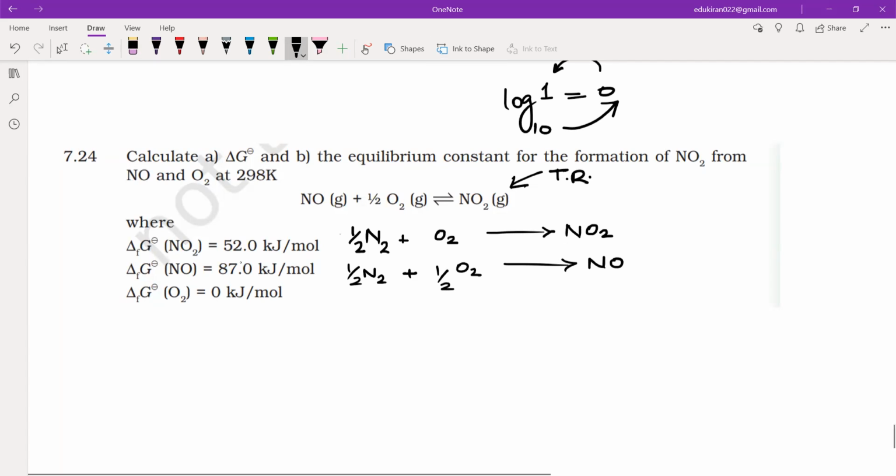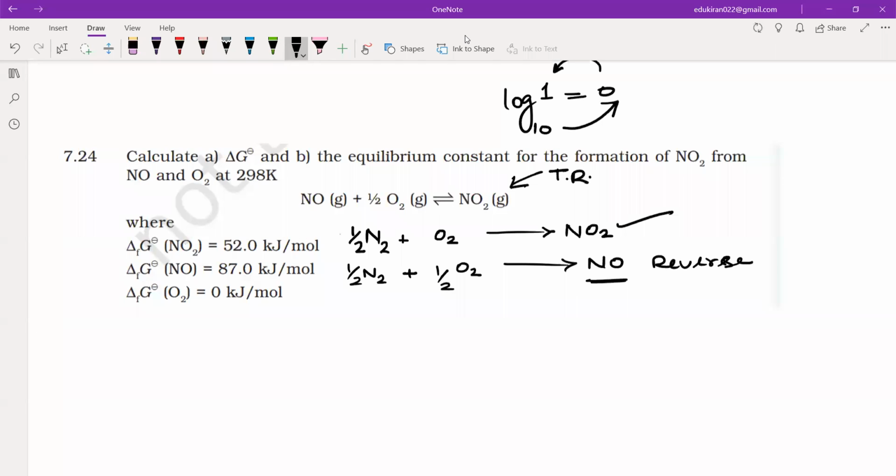Product. So we will write this as it is. Yes or no? Now tell me, what about NO? Is it in reactant or product? Reactant. So we will reverse this. Yes or no? Yes. And we will reverse this.